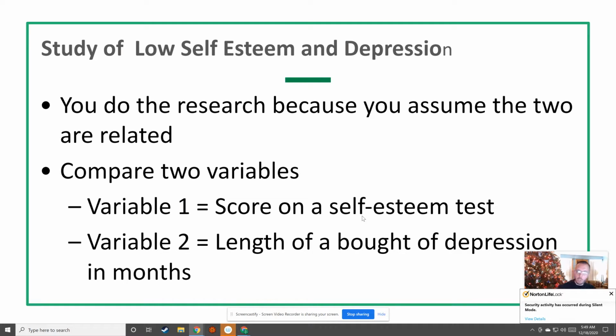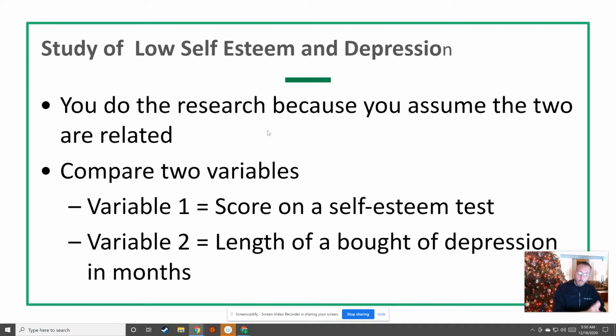So let's go back to our roots of correlation, which is to show a relationship between two variables. It's actually in the word correlation, relationship. Why do we want to do that? Because I want to make a prediction about one of those variables based upon the other. So let's say we are studying low self-esteem, variable one, and depression, variable two. You do the research because you assume the two have a relationship.